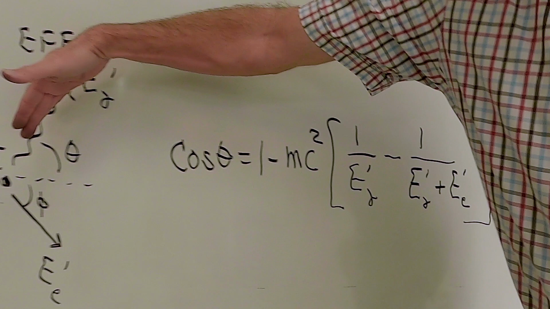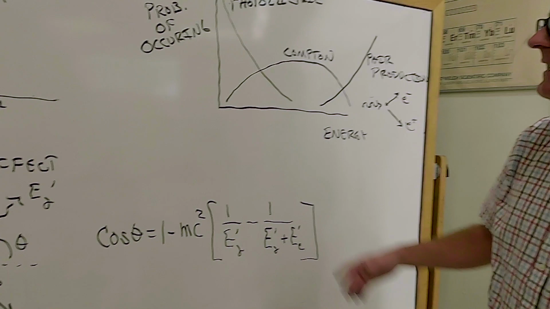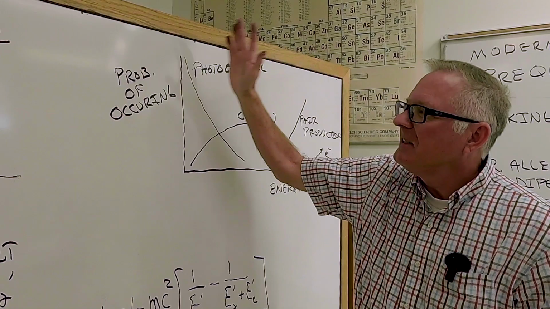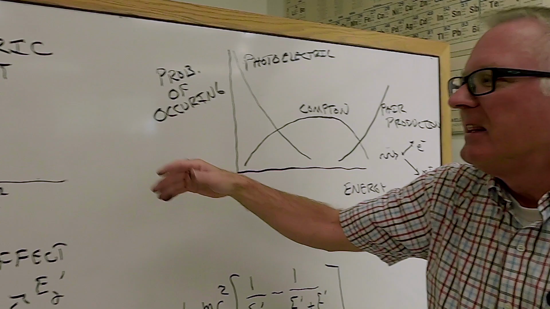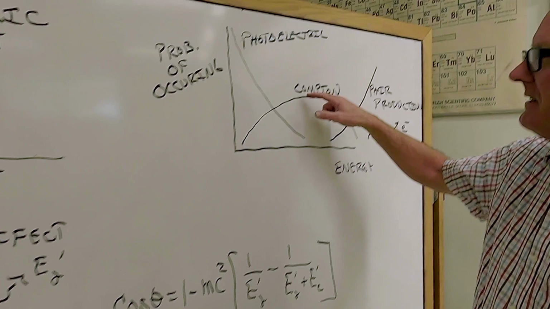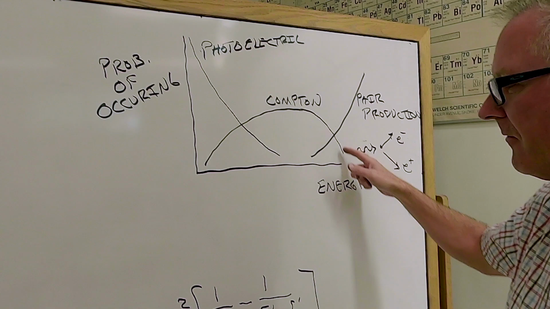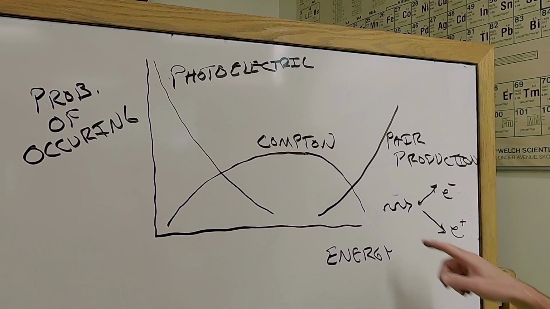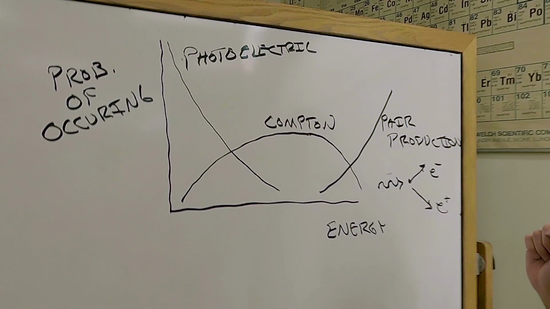And then when we looked at the probability of occurring, the photoelectric effect dominates at low energies. Then, as you get up to higher and higher energies, the electron, even though it's in an atom, acts freer and freer. And once it's free, it's the Compton effect that dominates. And so the Compton effect process grows. And then, at high energy, the Compton effect starts to drop back down, and the third one goes up. It's called pair production, where high-energy gamma rays can create electrons and positrons. Okay, so there are the processes right there.